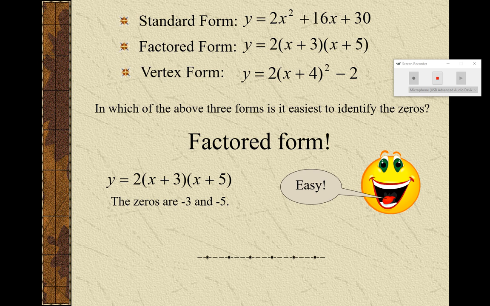Okay? Pretty straightforward lesson so far. Seeing again the 3 different forms of the quadratic, and then seeing that factored form is the one that's easiest to pick off the zeros. Any questions so far?